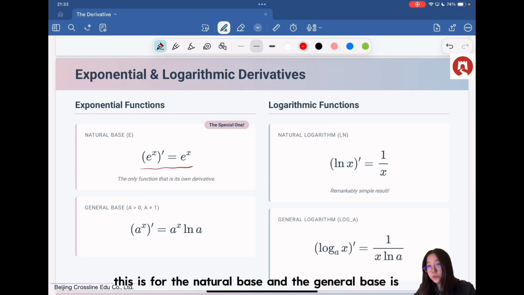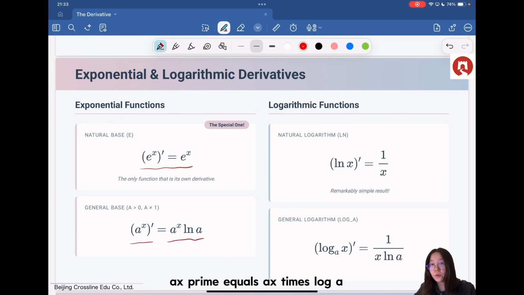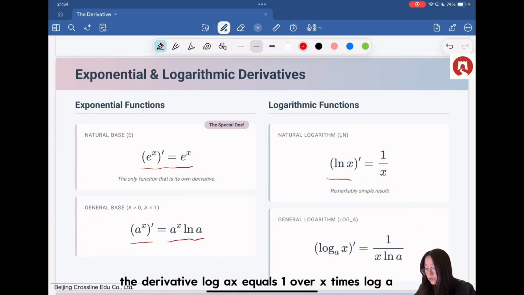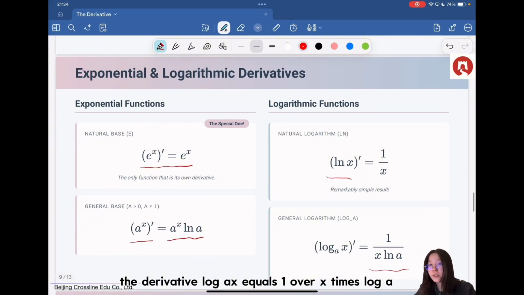This is for the natural base, and the general base is a^x prime equals a^x times ln a. And for the logarithmic functions, the natural logarithm, the derivative of ln x equals 1 over x. That's pretty simple, yeah. And for the general logarithm, the derivative of log_a x equals 1 over x times ln a, okay?